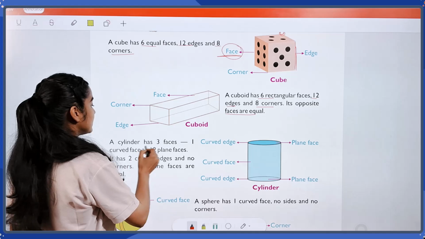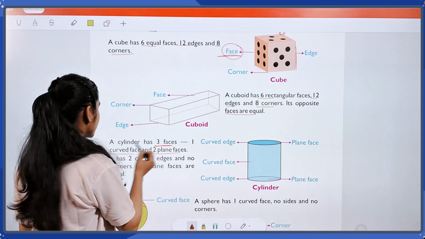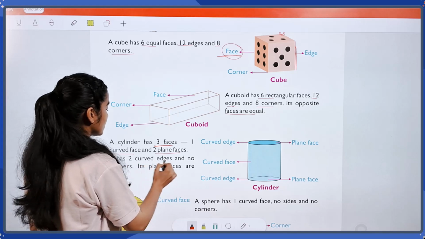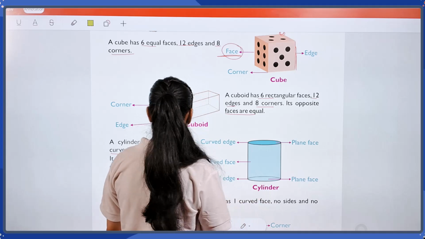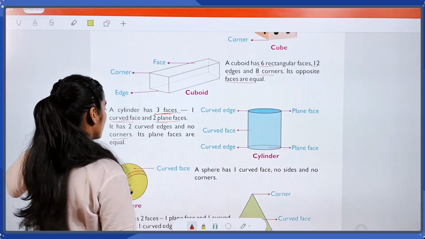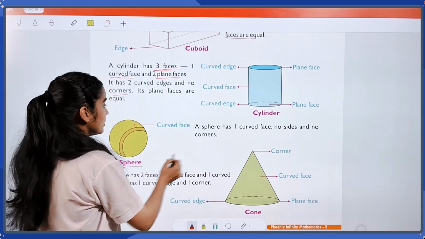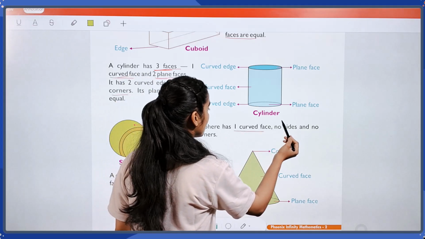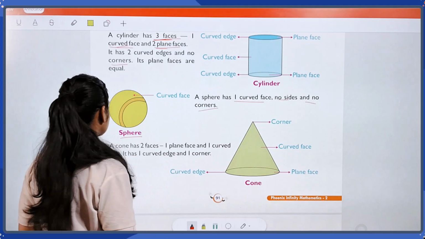Next, a cylinder has 3 faces: one curved face and 2 plane faces. It has 2 curved edges and no corners. In a cylinder we have no corners, only 3 faces, one curved and 2 plane faces, and 2 curved edges. Now we have a curved face in a sphere. A sphere has one curved face, and no edges and no corners are present in a sphere.